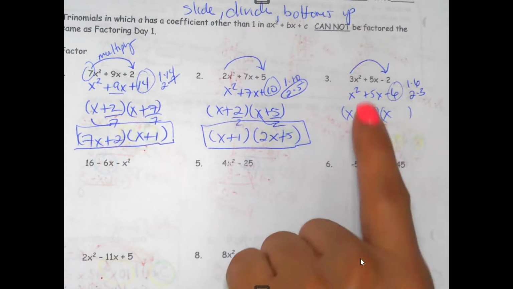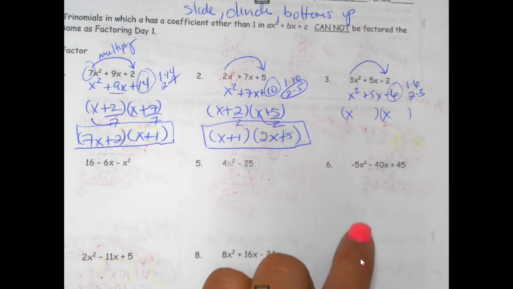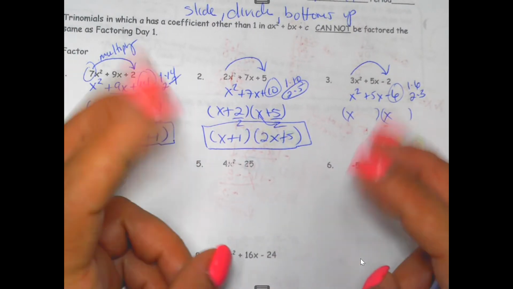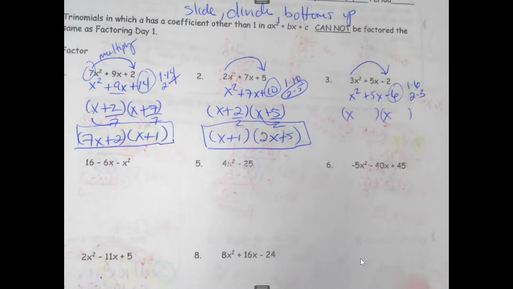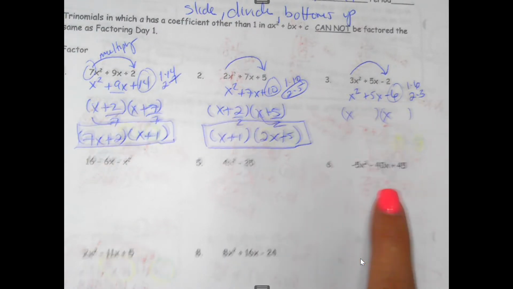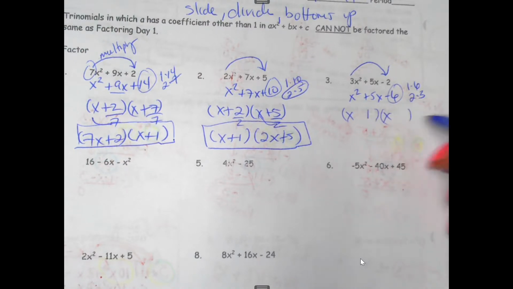Now, because the 6 is negative, I know that these have to be opposite signs. So they're not really going to add. When we combine them, when they're opposite signs, we subtract and keep the sign of the larger one. So because it's a negative 6, they really need to subtract to give me a 5. So it has to be 1 and 6.